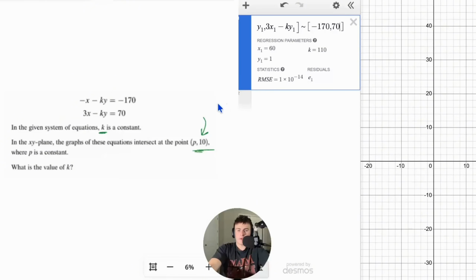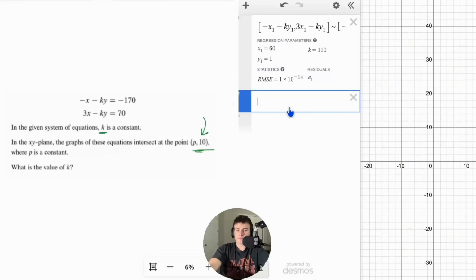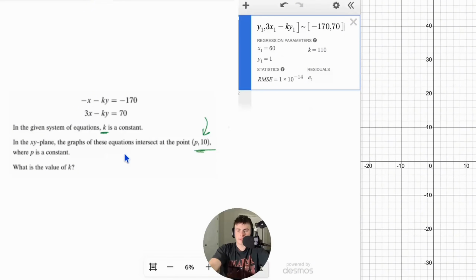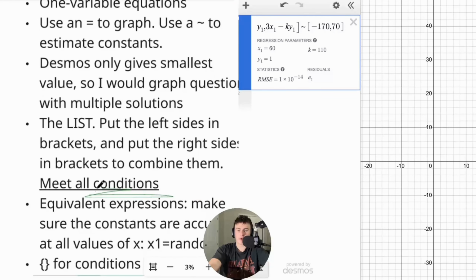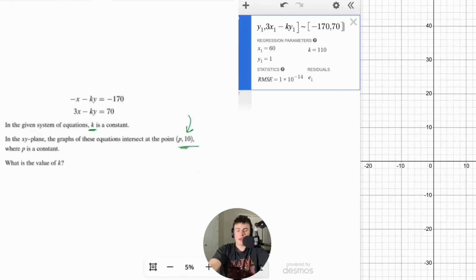And then you might think the answer is 110 here. It might be, but you haven't fulfilled all the conditions yet. Like I said before, you have to make sure you fulfill all the conditions. If it tells you one thing, you have to adhere to that rule. In this case, the specific condition is that the y value of the point is 10. If they intersect, that is a solution. So at this solution point, the y value is 10.